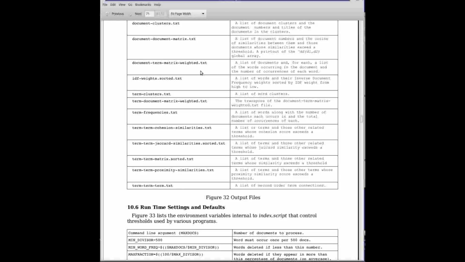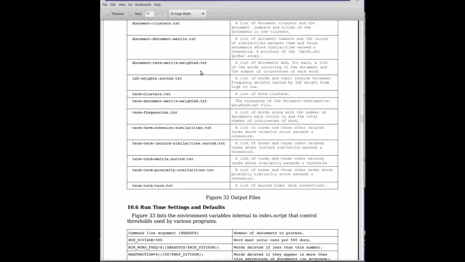IDF weights sorted. This will be a list of terms and their IDF weights, inverse document frequency, and it'll be sorted by inverse document frequency. So you can see the most important words and the least important words. The very rare words that only occur a small number of times tend to be listed as the most important, and the most common words are the least important. Term clusters, we cluster terms. We look for words that are related with one another, not just one word related with a second word, but words that seem to be forming a cluster. They're all related to one another in some fashion.